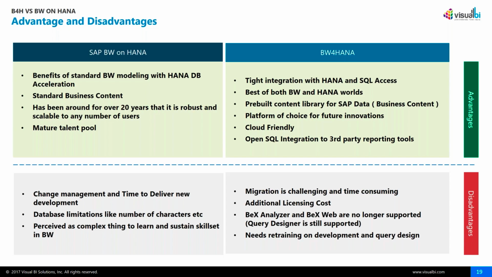So you want to kind of weigh in. Today, there may not appear to be much difference between BW 7.5 on HANA and B4 HANA, but within the next 2 years, when you look at the B4 HANA roadmap, there will be quite a bit of divergence. So just like you are thinking of S4, you will think of going to B4 as well.